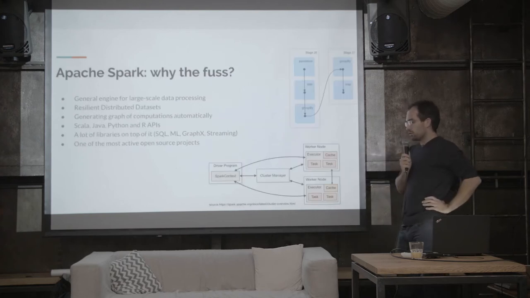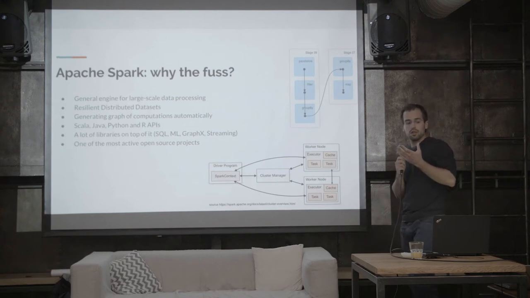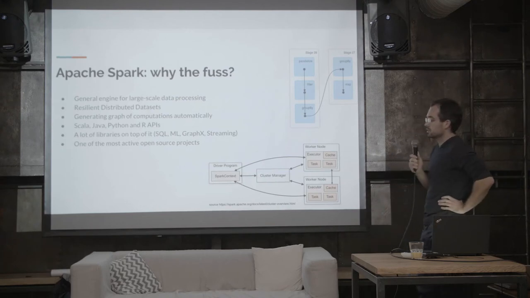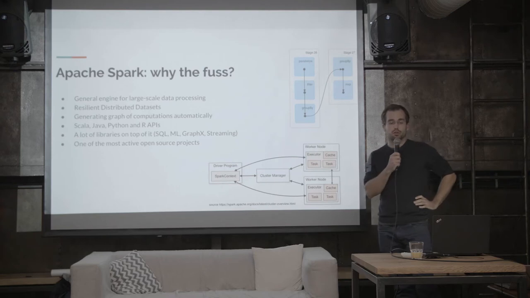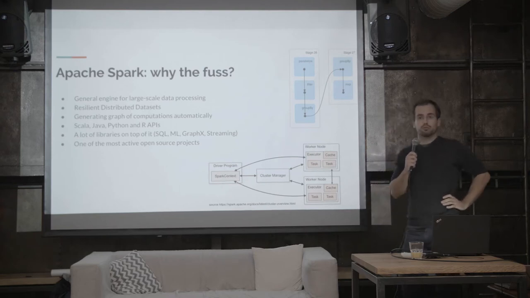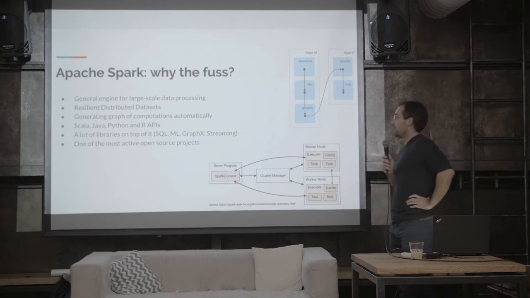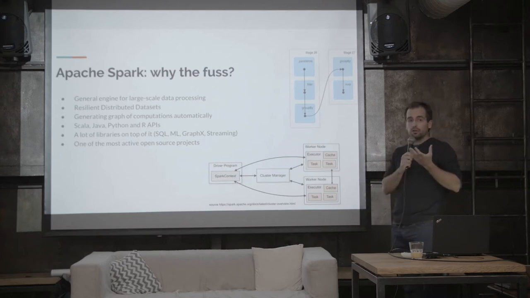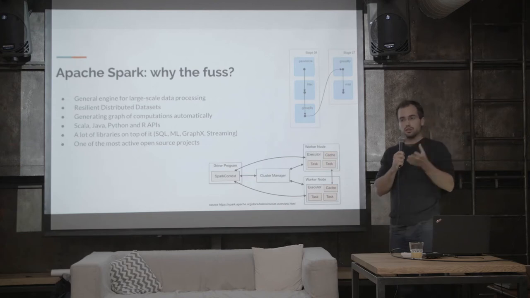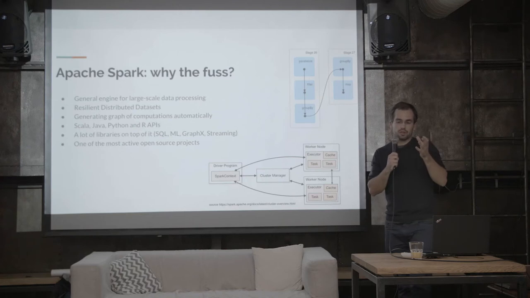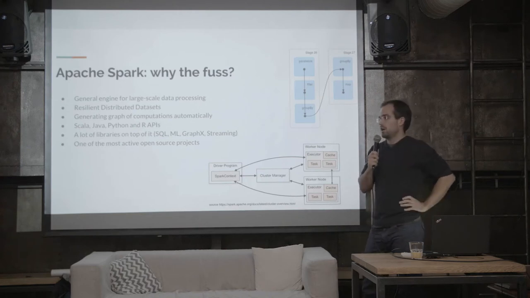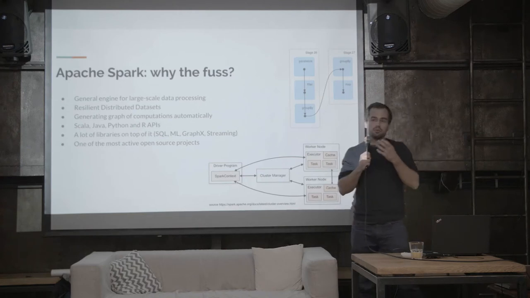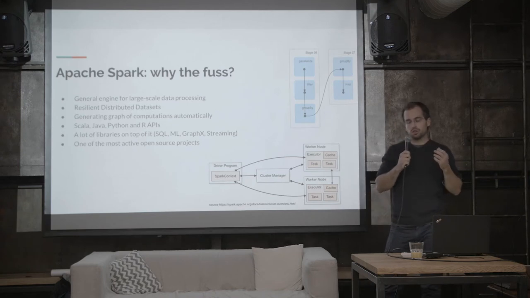Okay, so before we go to Spark SQL, what is Spark itself? Spark is an engine, a framework for large-scale data processing and manipulation. One of the main features of Spark is that all Spark applications are built on something called RDDs, which are resilient distributed datasets. You can think of them as a container for your data that can be distributed across all the nodes in the cluster.